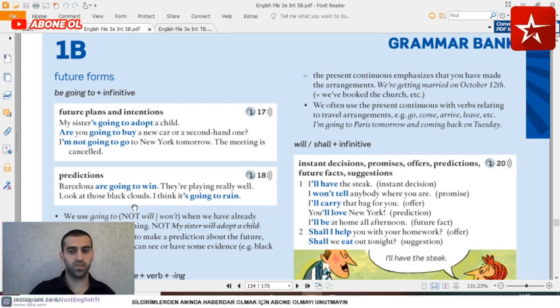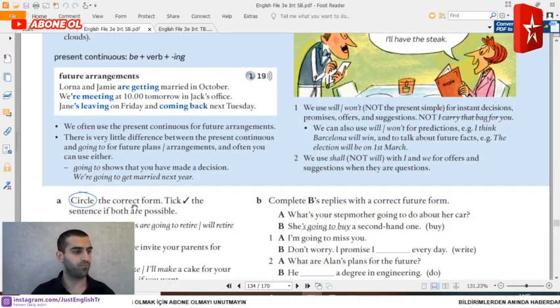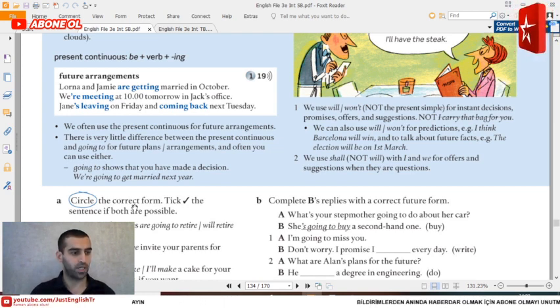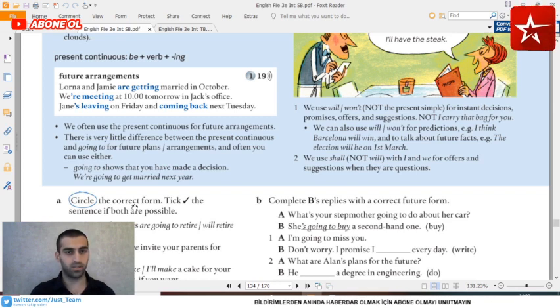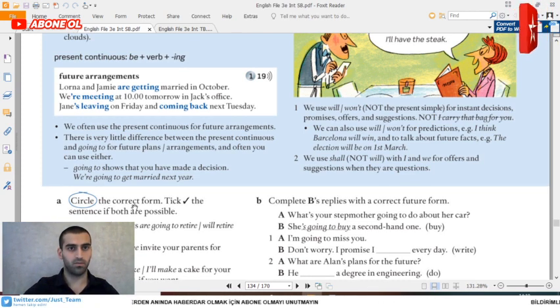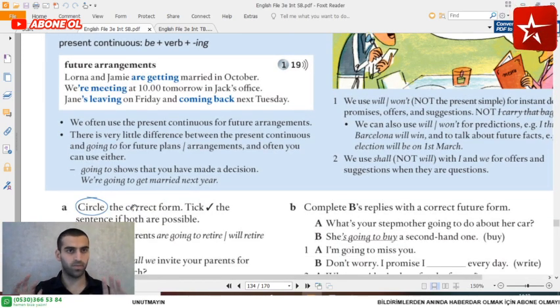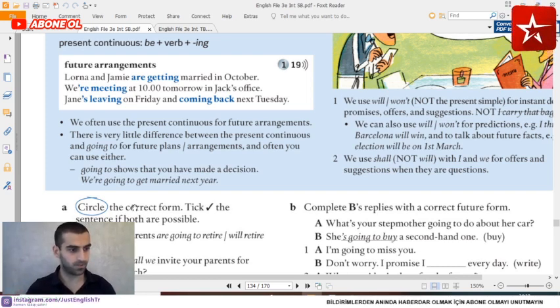The second form is about present continuous, as you see here. Present continuous for future arrangements. The students ask me about the view. Okay, I'm gonna zoom in. All right. Yes, I think it is better. It's better right now. If it is, you can say yes. All right.